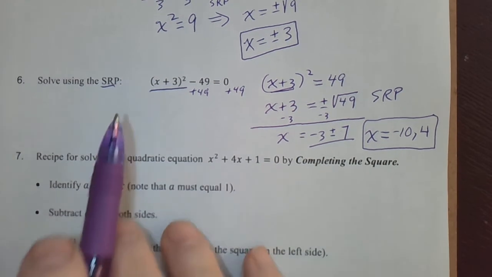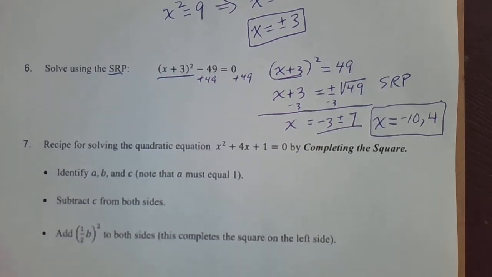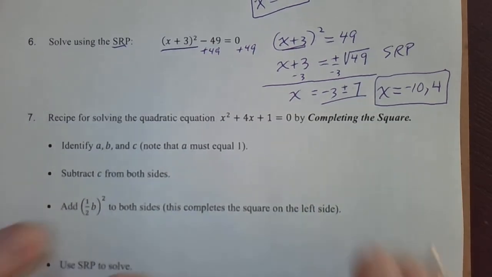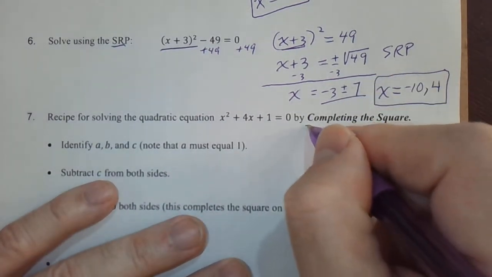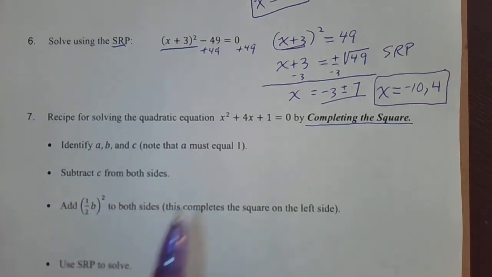Okay, that's the last example for the square root property. It's very simple. Now we're going to look at the third method for solving a quadratic. It's the least favorite, but we will be using this again later in the semester. It will be necessary. We're going to solve this quadratic by completing the square.